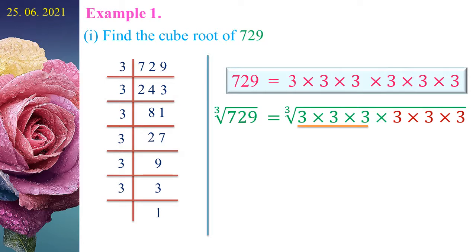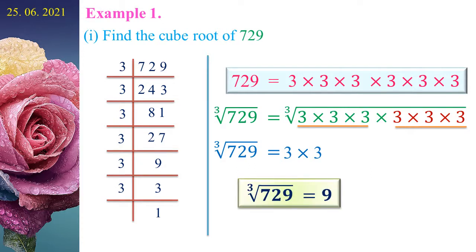Then make triples of similar factors. Then cube root of 729 equal, take one factor from each triple. So 3 into 3. Cube root of 729 equal 3 into 3, 9. So 9 is the cube root of 729.